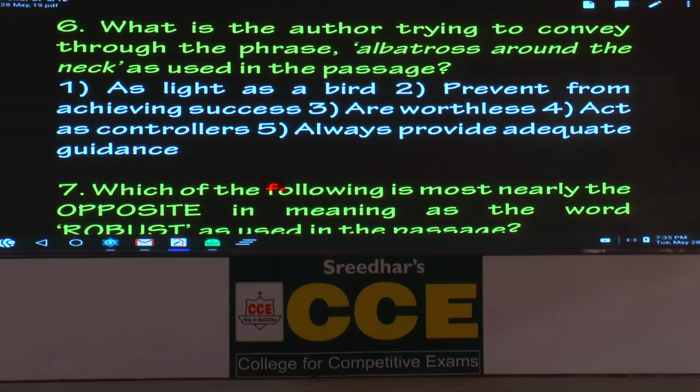One is what? Lengthy passage. First you are knocked off. Oh, these many words, such a lengthy passage, do I have to read? Do I get enough time? Second problem, unfamiliar context. You cannot relate to this context.